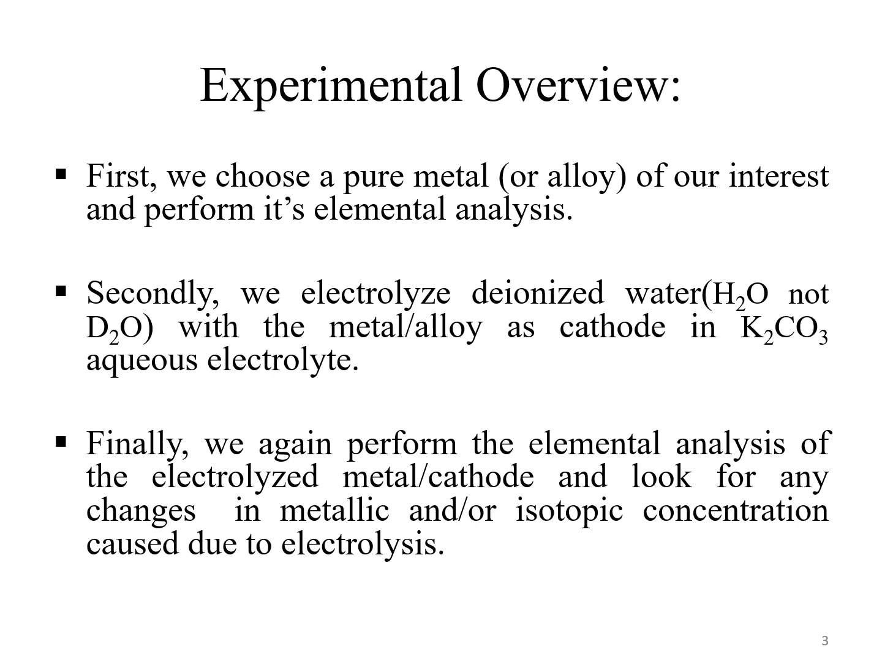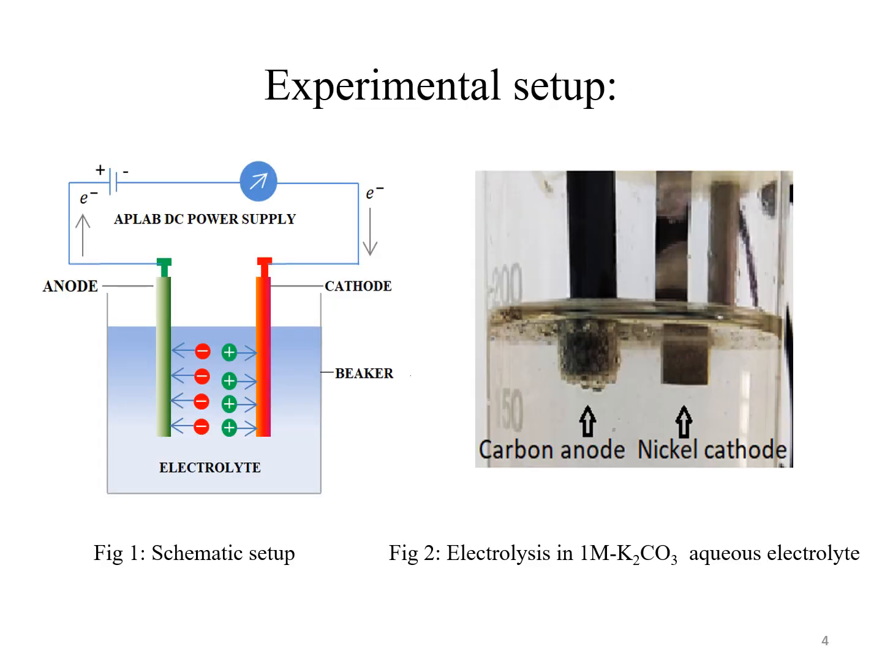Basically, we compare the results of the first and the last steps shown in this slide to track the nuclear reaction occurring on our samples. Figure 1 on the left hand side shows the schematic of the experimental setup. On the right hand side, we have the real picture of the electrolytic cell. We can also see the gas evolved at the electrodes.